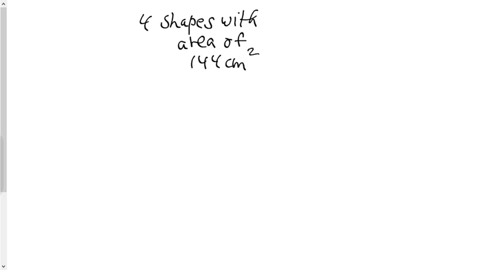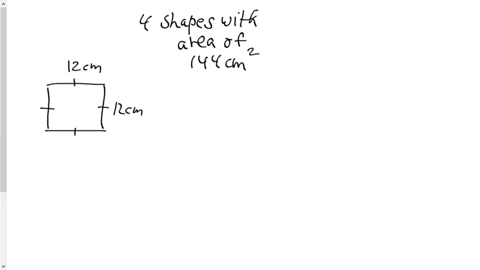So the first one's a square, and that's an easy one. And the reason why I chose 144 centimeters squared was why? Because the side length can be a whole number. And a square, if we put these little ticks here like this, that means all 4 sides are the same shape, and the side length would be 12 centimeters.